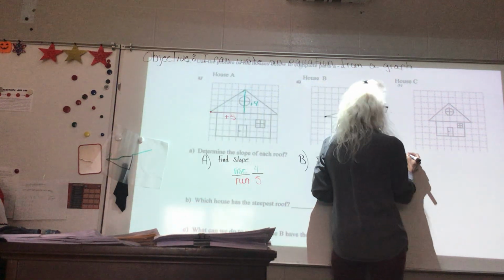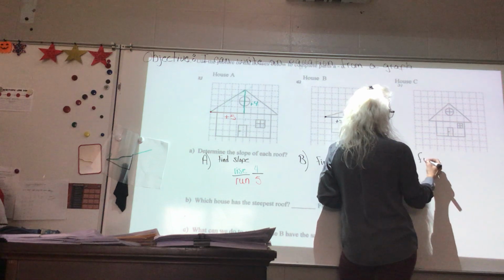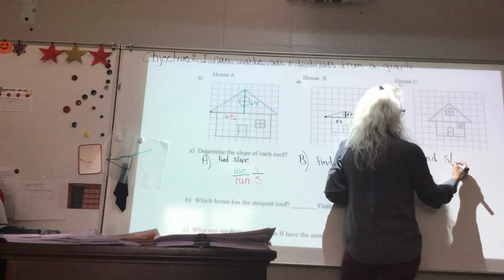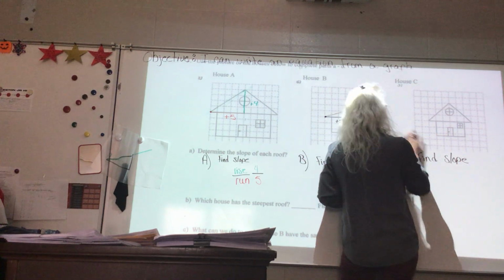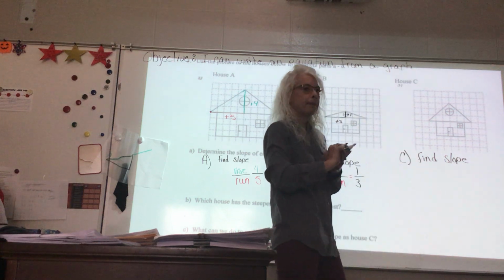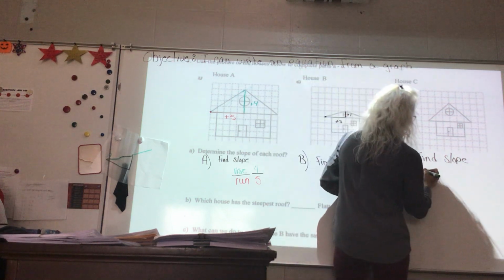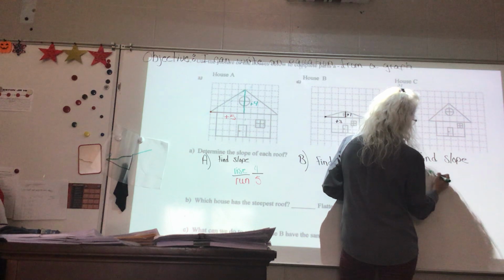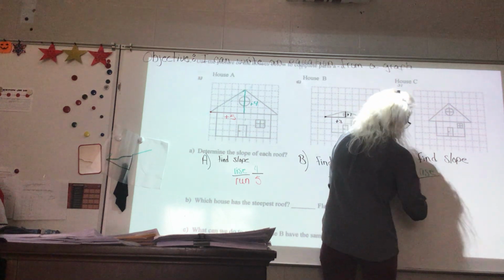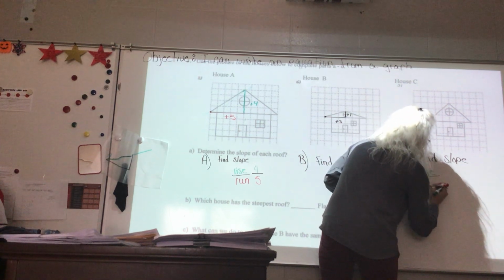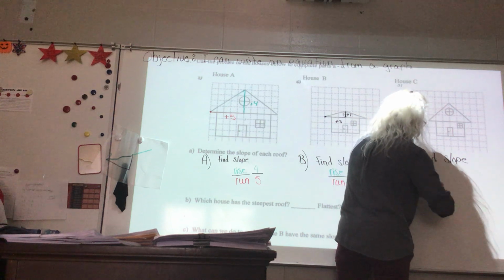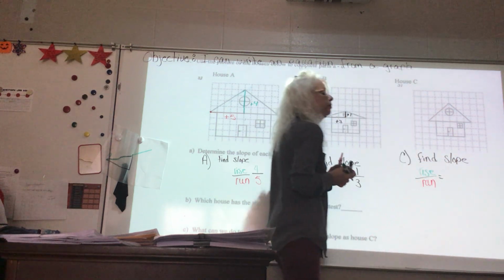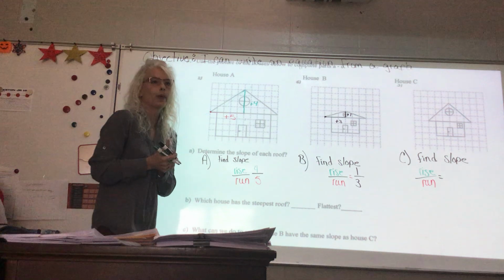For house C, we are still going to find the slope. And what method am I using today? Rise over run. Do that one, please, very quickly.